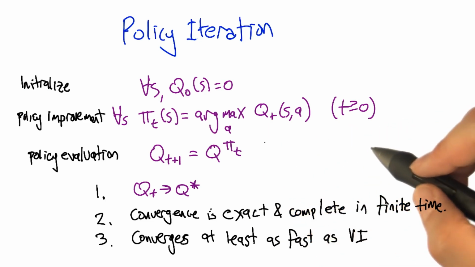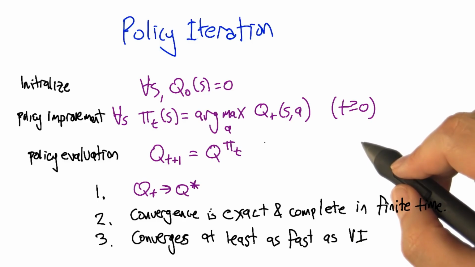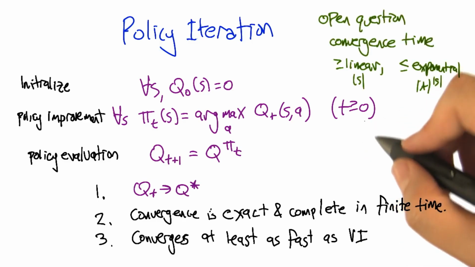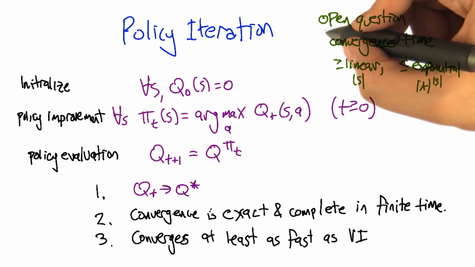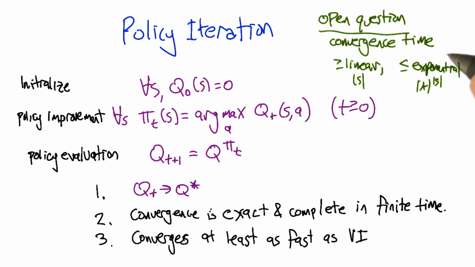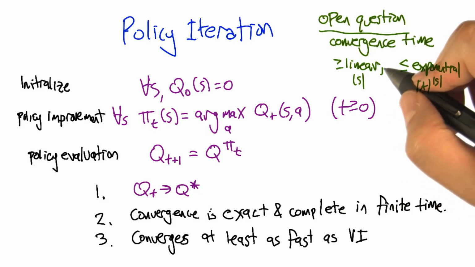Then we win, or at least we don't lose. In fact, this is kind of an interesting, outstanding question. We don't really know how many iterations policy iteration takes. So an open question is what the convergence time really is. We know a couple of things about it, but it turns out to be fairly weak.